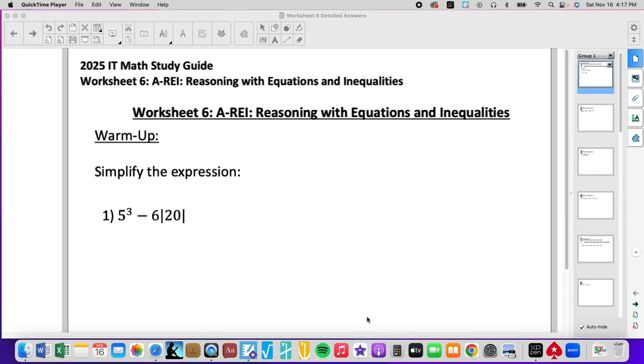Worksheet number 6 for Academic Decathlon, 2025. And we are warming up with simplifying.